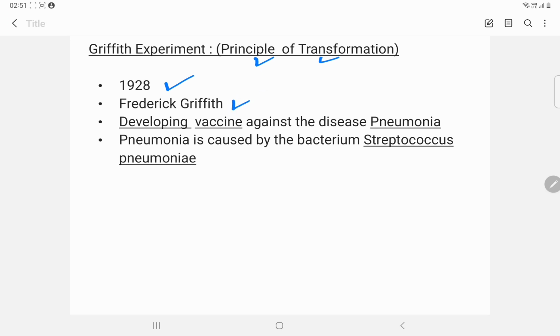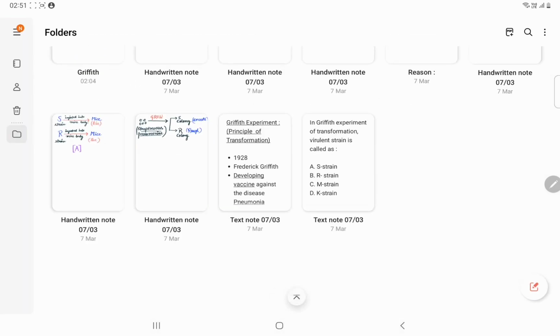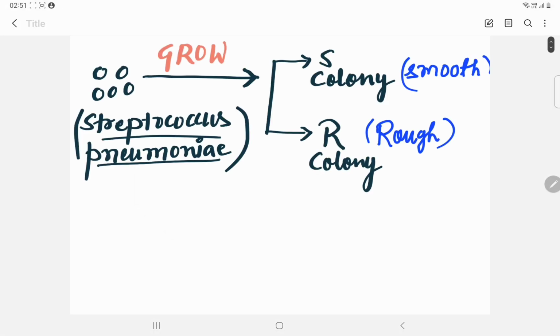He was a medical officer and he was developing a vaccine against the disease pneumonia. For this he conducted several experiments in a row. You know, pneumonia is caused by the bacterium Streptococcus pneumoniae. Now coming back to the experiment conducted by Griffith, what were those experiments? Let's see another slide.